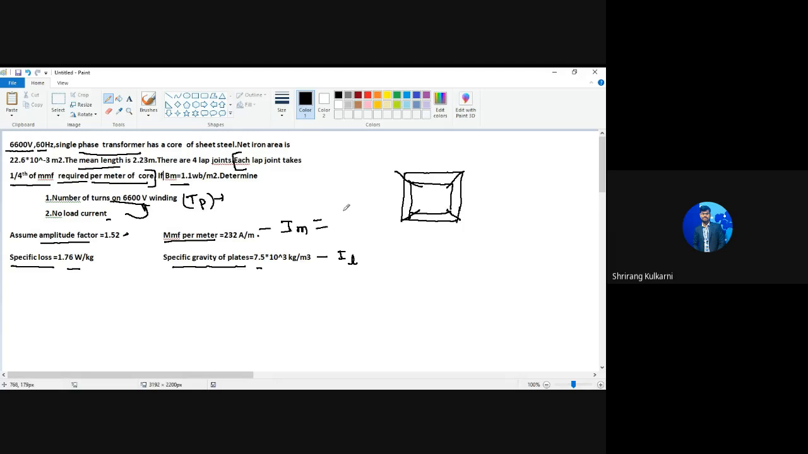The Im formula is total ampere turns divided by root 2 into TP. So in this, TP is required. For that purpose, first we shall calculate the TP value. After that we can go for the Im value. After that IL value. After that I0. So step by step: first is the TP, next Im calculation, next IL calculation, next I0 calculation. In 4 steps we can calculate the no load current. Is it okay? Okay.